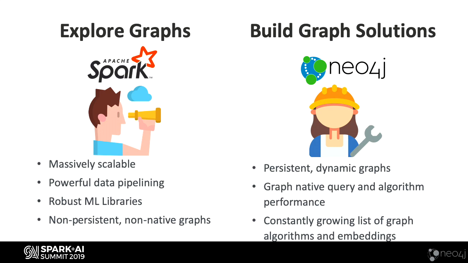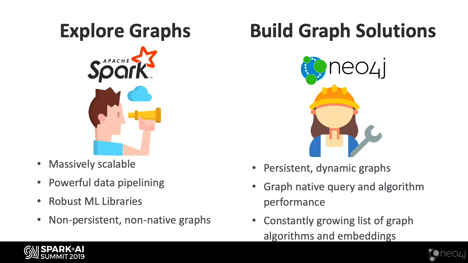So how do Spark and Neo4j interact? What we really like to say is when you're using Cypher for Apache Spark, you're exploring graphs. Spark is massively scalable, super powerful for data pipelining, has really robust machine learning libraries, and you can take your immutable data frames and project those into graphs. You can say, what is my graph architecture? Do I have a graph problem? What are some simple queries that I want to get running with? Once you've figured out, hey, this is the graph I want to run over, this is the question I have, then you move into Neo4j where you start building graph solutions.